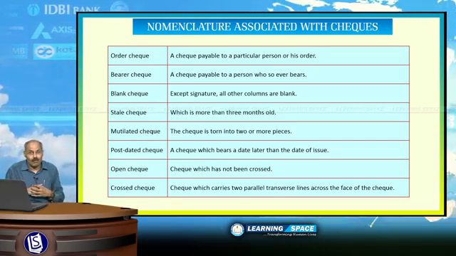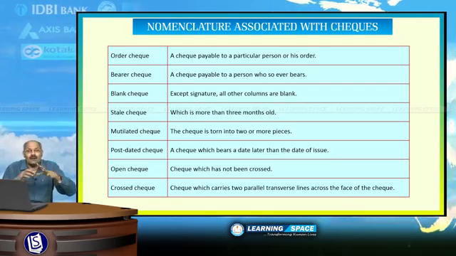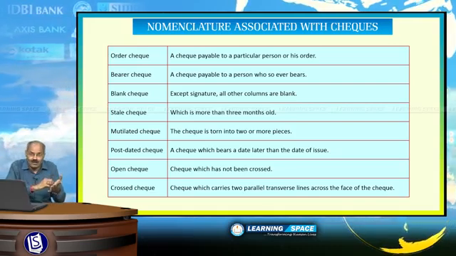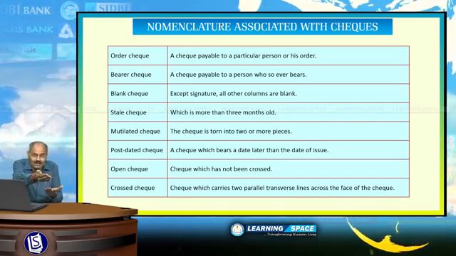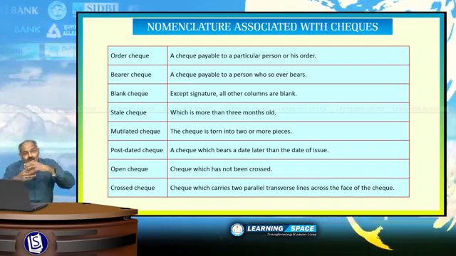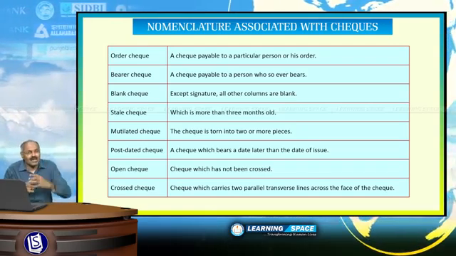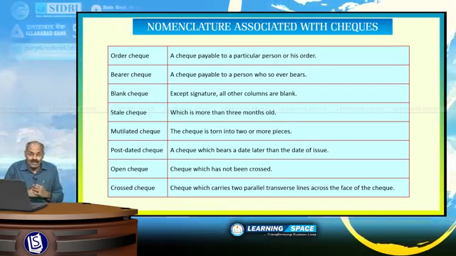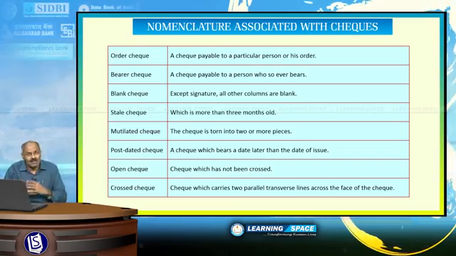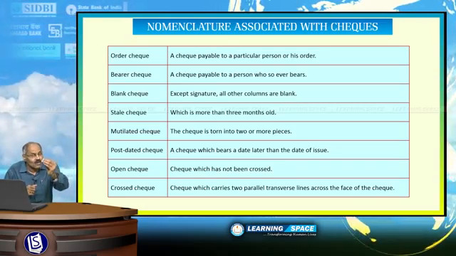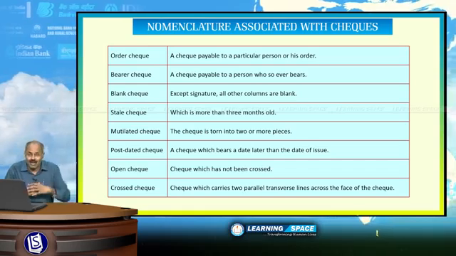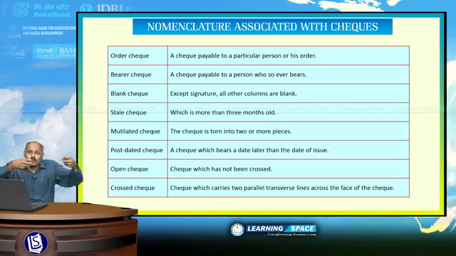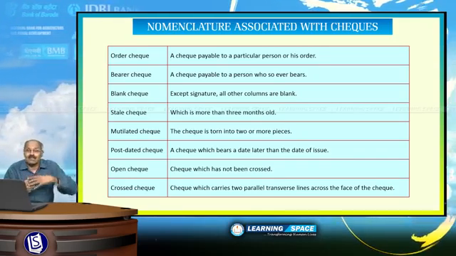Blank check. Blank check is except signature, other details are not there. Only you have signed on the check and you have given that check to your friend, then that is a blank check. Stale check. Stale check is when the validity is over. At present, the validity of checks and demand drafts is just 3 months. When the validity is over, then that check is called a stale check. Other one is mutilated check. When the check is torn into 2 pieces, that is called a mutilated check.